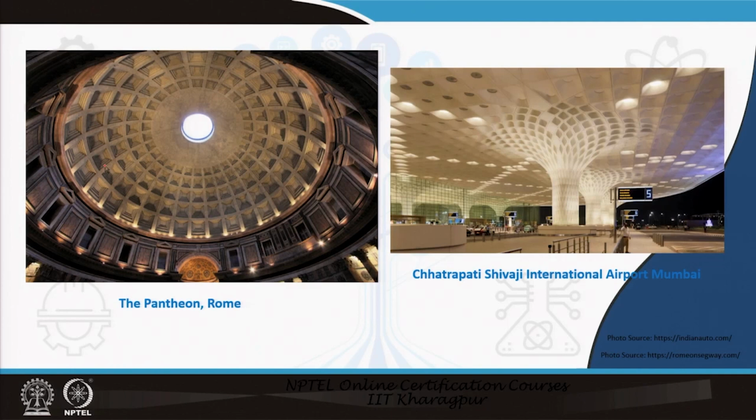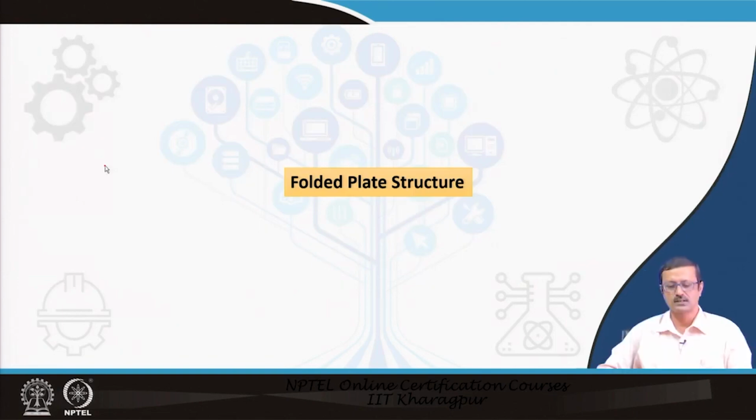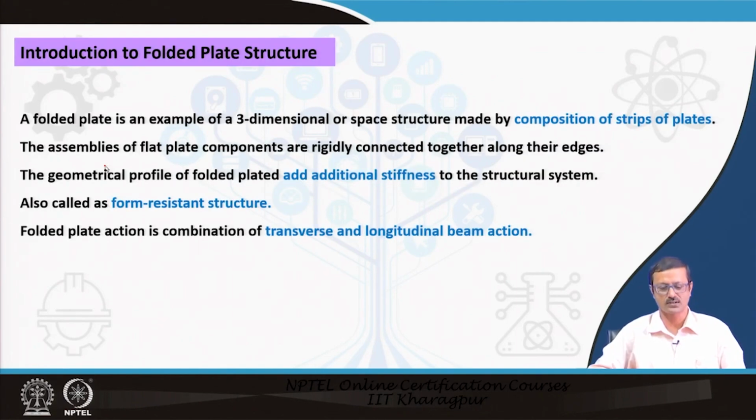The Chhatrapati Shivaji International Airport, Mumbai, if you have gone to that particular airport, it is merging out a grid structure, or this coffered slab structure, from a column, very interesting. From circular columns, the grids or the coffers are merging out like a mushroom kind of thing. So, after this grid structure, let us go to the folded plate structure, which is another very interesting type of structural system that comes under the plate.